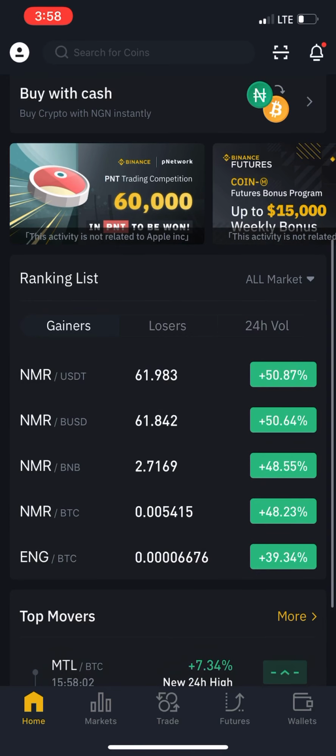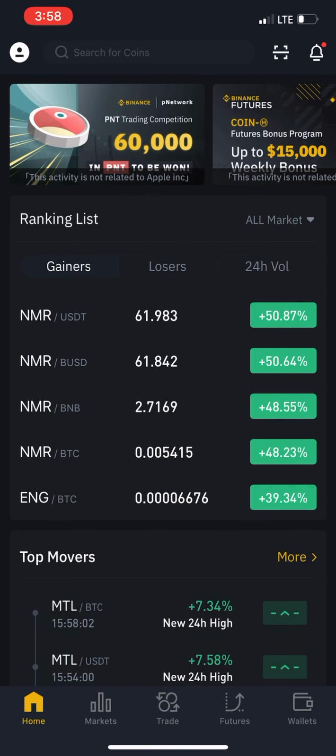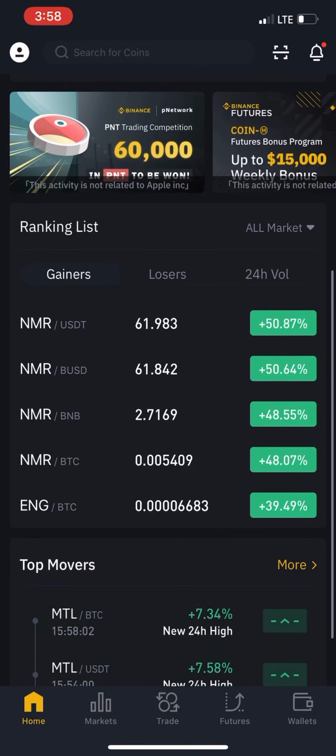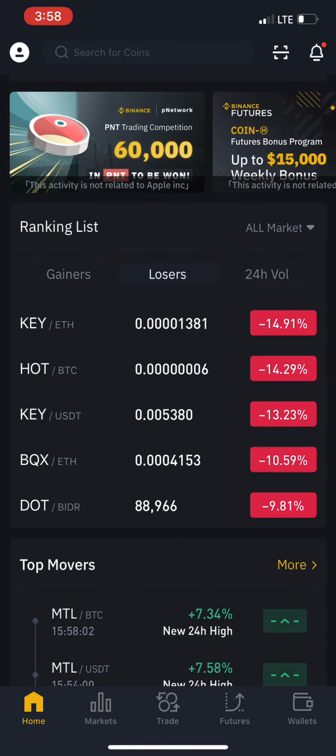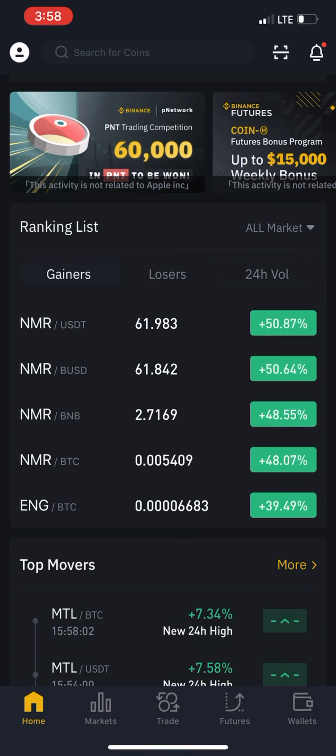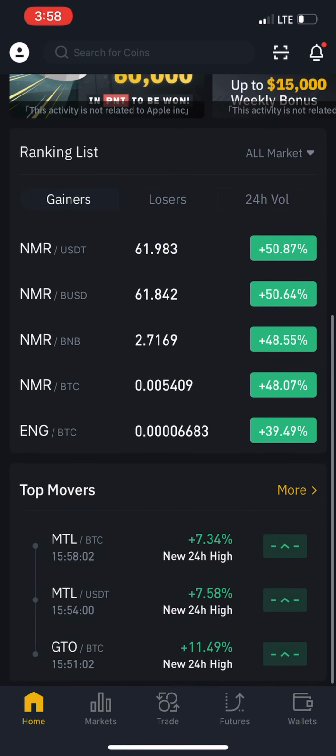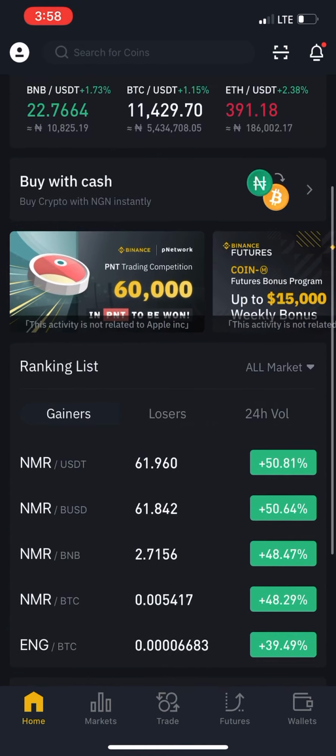You can see this is gainers, 50%, 50%. These are the names of cryptocurrencies in Binance. This one is gainers, and this one is losers. Do you understand? This is a particular coin that is losing at that moment. And these are top movers, but I'm not going to talk much about this one.